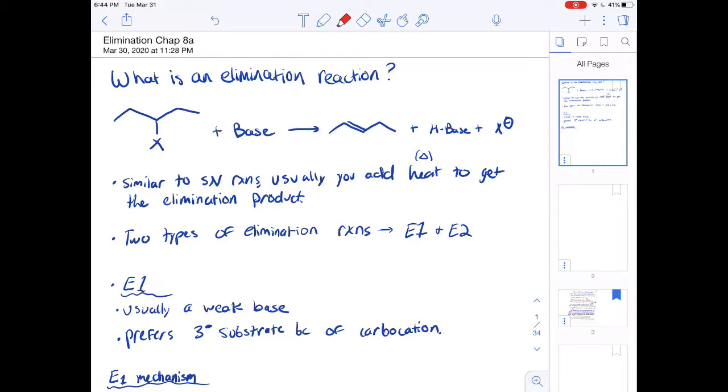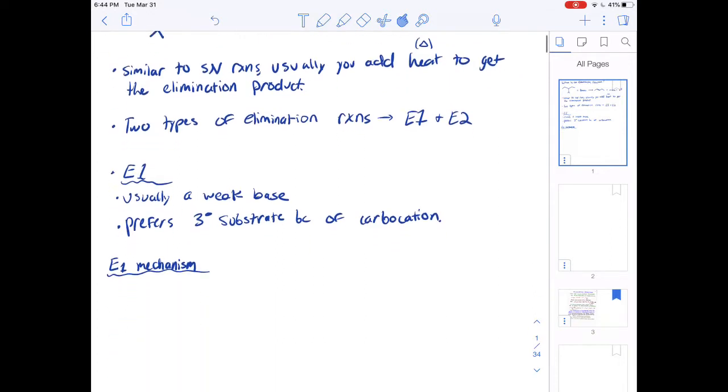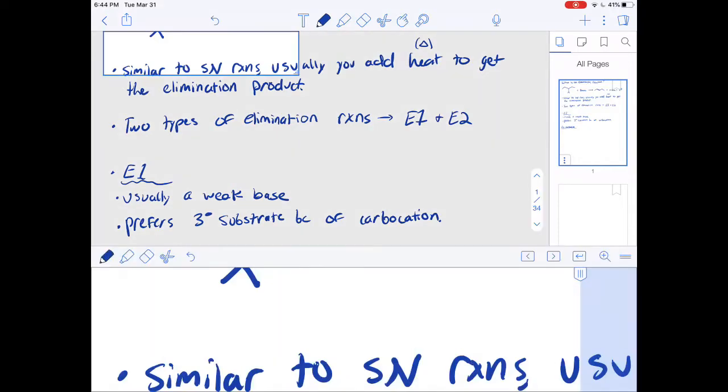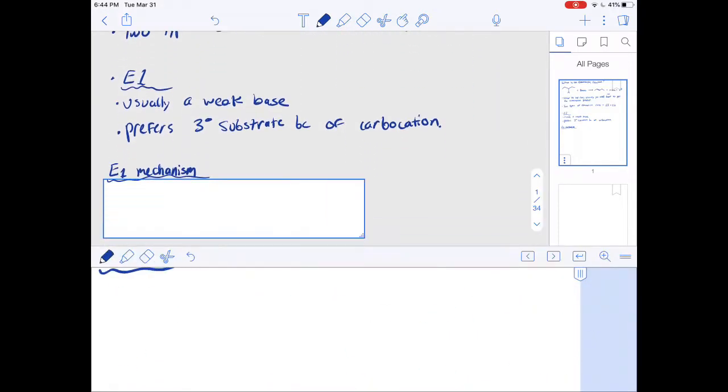There's two different types of elimination reactions, E1 and E2. We're going to go into O'Connor's notes in a minute, but I wanted to have a little bit of an idea of what we're going to get into, because I feel like he kind of jumped straight into it, and that makes it a little bit confusing. So E1, in general, is going to prefer a weak base, and it prefers a tertiary substrate because the mechanism generates a carbocation. So I'm going to draw the E1 mechanism for you guys.